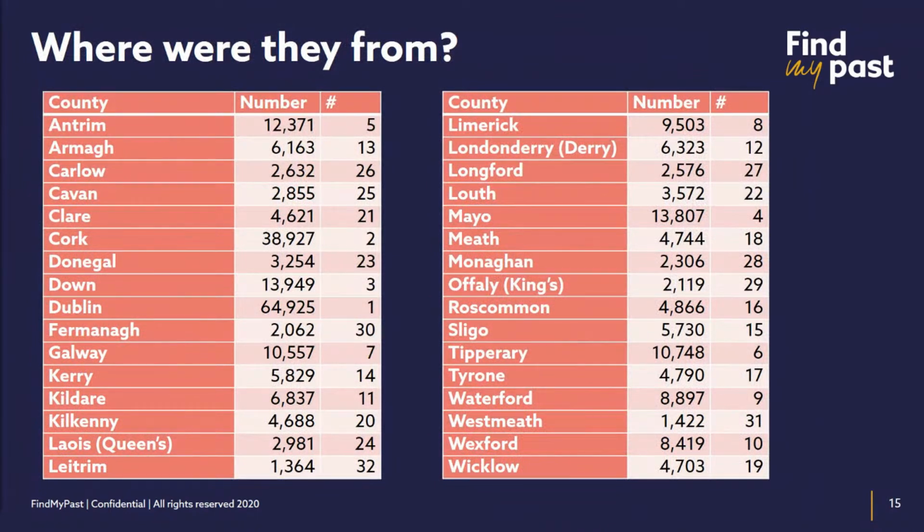And where were they from, the Irish? Well, it's no surprise again. They came from the biggest urbanized areas of the country. Number one is Dublin, then Cork, then County Down up in Northern Ireland, Mayo out the west, Antrim again up in Northern Ireland, Tipperary down the southwest, Galway out in the west of Ireland, Limerick, Waterford, Wexford, where the largest groups of Irish were settled anyway. It's no surprise.